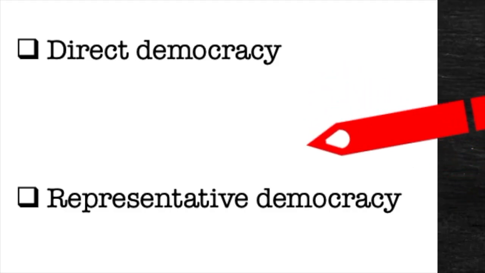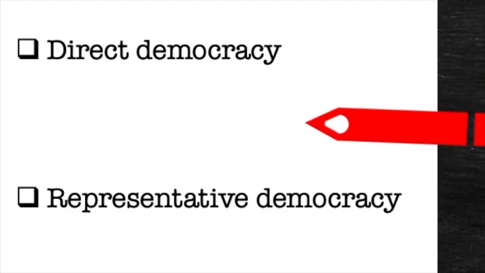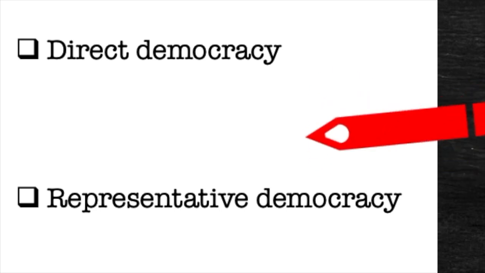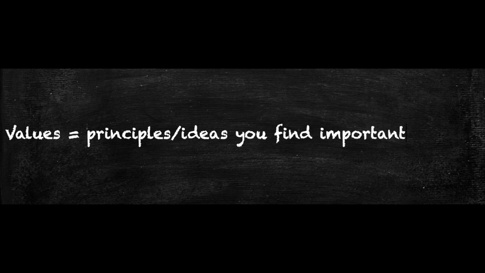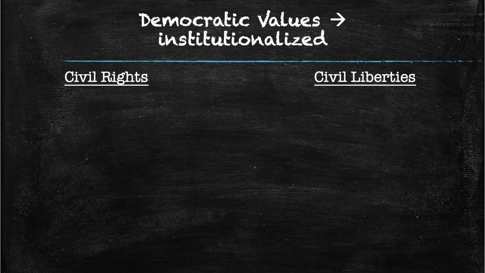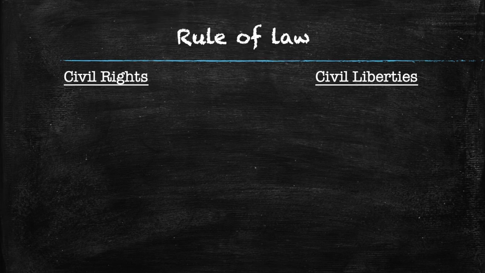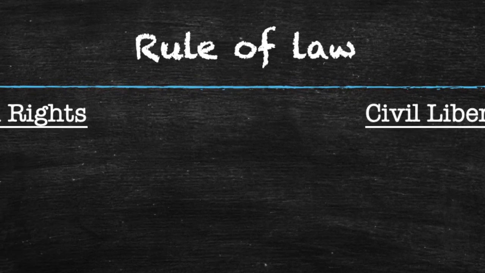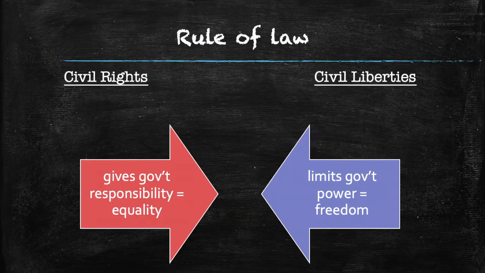Perhaps we should put it to a vote? How much power would the citizens have in your ideal democracy? Your answer to this question depends on what you value. Political institutions are shaped by values. The key values that democracies revolve around are freedom and equality. These values become institutionalized in civil rights and civil liberties. Together, these make up rule of law.